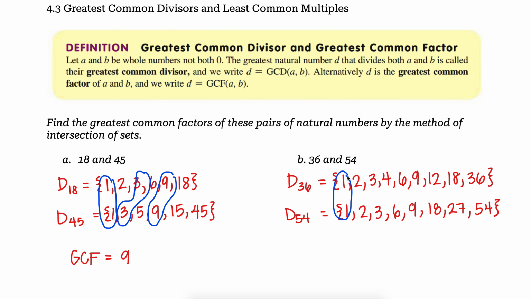So they both have a 1, they both have a 2, they both have a 3 in common, as well as 6, 9, and 18. The greatest of these is the 18. That's our greatest common factor. Later in the section, we'll look at a couple other ways that you can find the greatest common factor. This is probably the most straightforward.